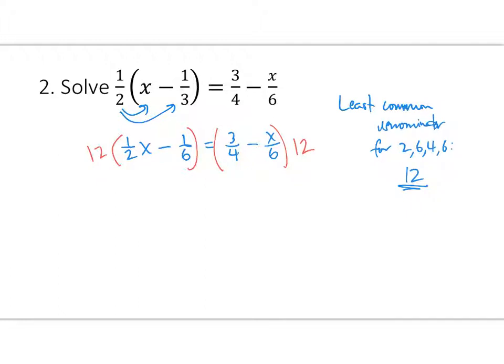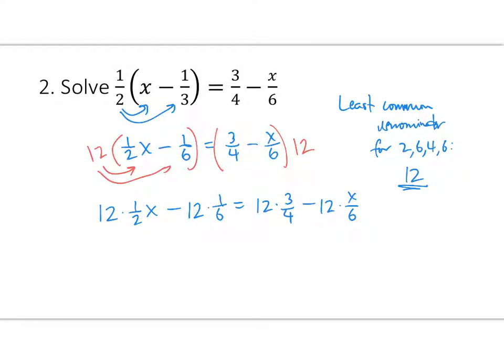Now I need to make sure that when I do that multiplication that I distribute. So I'm going to do this a little bit more carefully than you might want to, but if you feel comfortable enough to skip some steps, go for it. But I'm going to multiply the 12 by both of those terms, and same thing on the left-hand side and on the right-hand side. 12 times 3/4 minus 12 times x over 6.